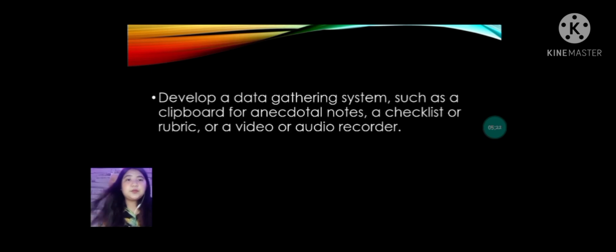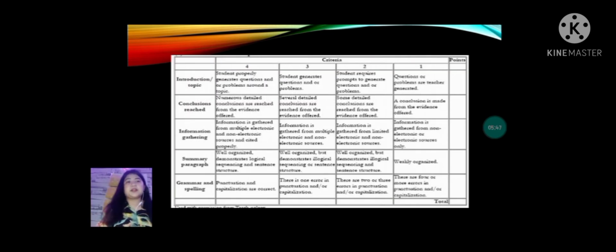So, number 5 is develop a data gathering system such as a clipboard for anecdotal notes, a checklist, or rubric, or a video or audio recorder. So, familiar naman tayo sa rubric dahil binibigyan tayo ng mga guidelines like rubric. So, this is an example of criteria: introduction, topics, conclusion reached, information gathered, summary paragraphs, and grammar and spelling.